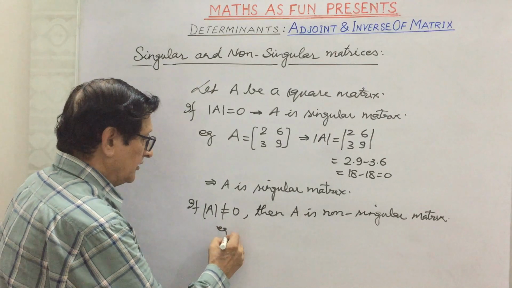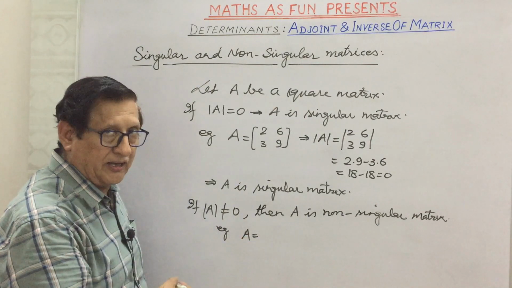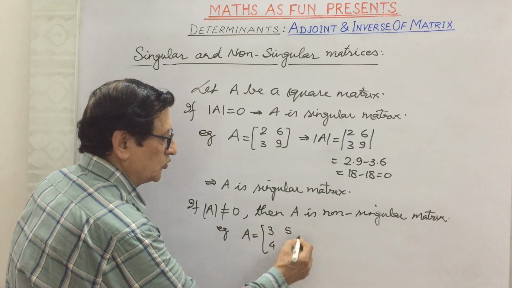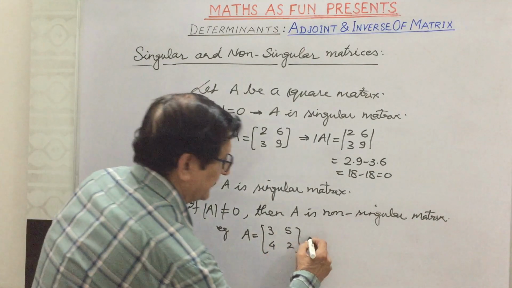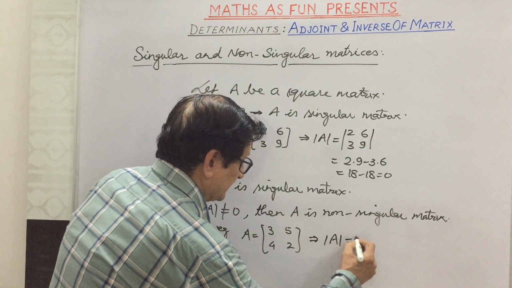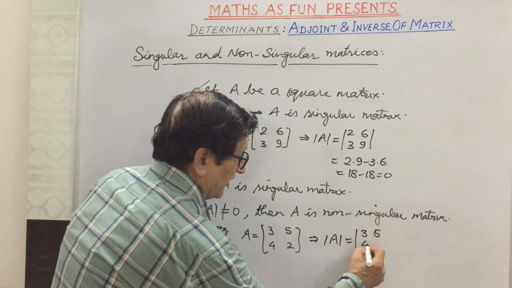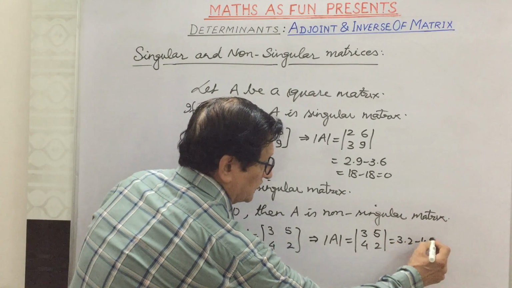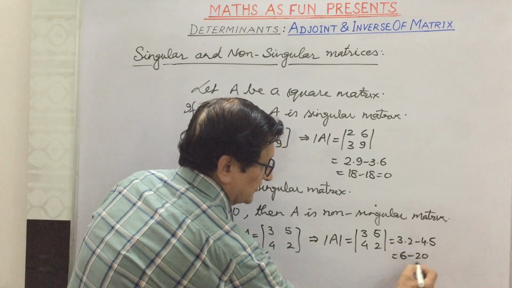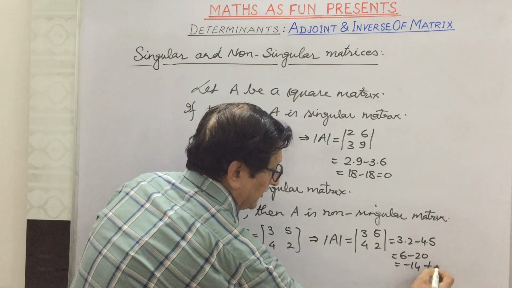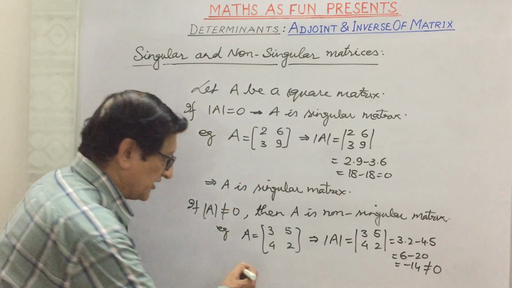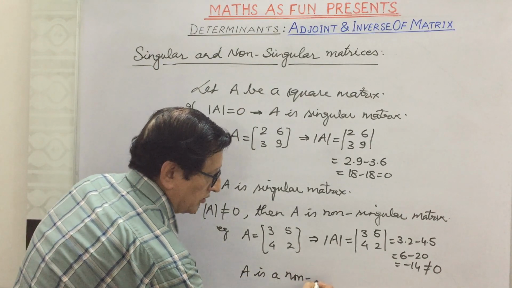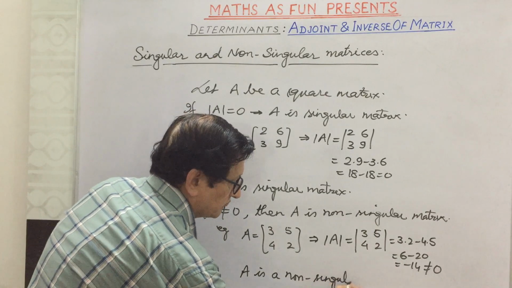For example, suppose we have a matrix A, the elements in this are 3, 5, 4, 2. Then we find determinant A is equal to |3 5; 4 2|, which is 3 into 2 minus 4 into 5, that is 6 minus 20 or minus 14, not equal to 0. And then we say that A is a non-singular matrix.